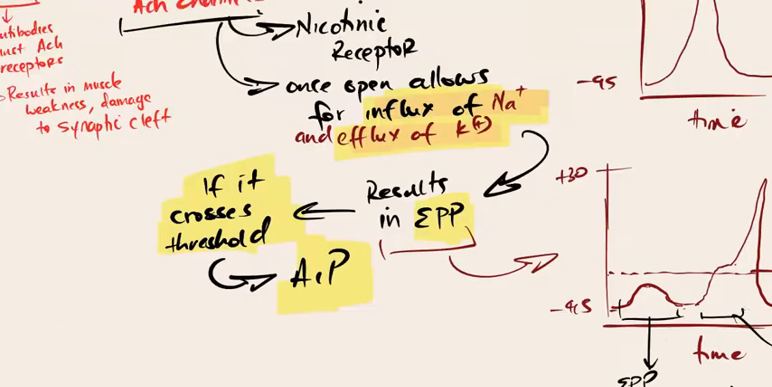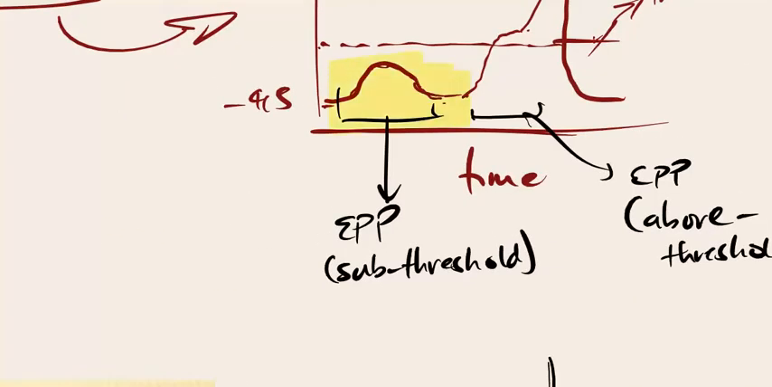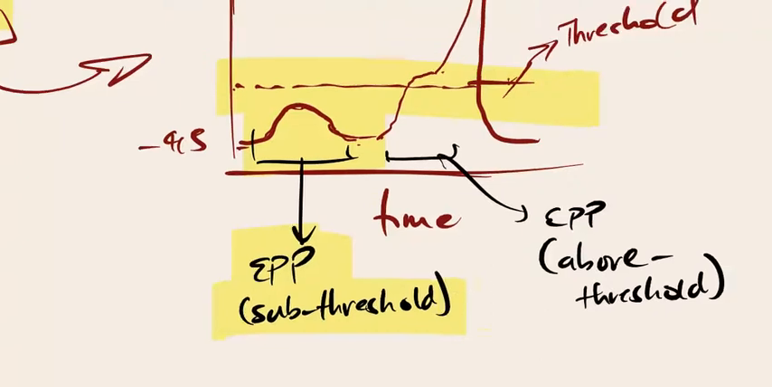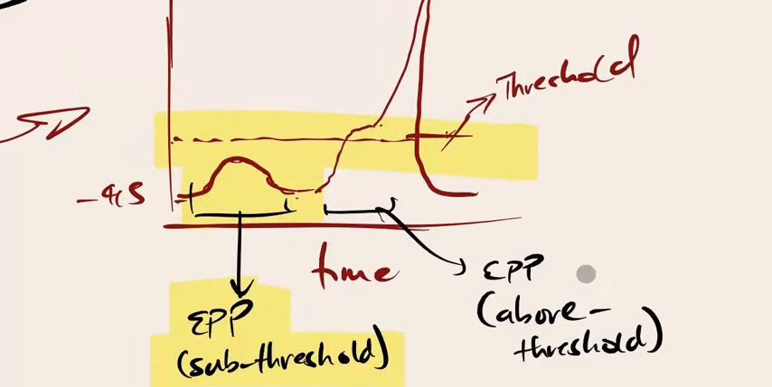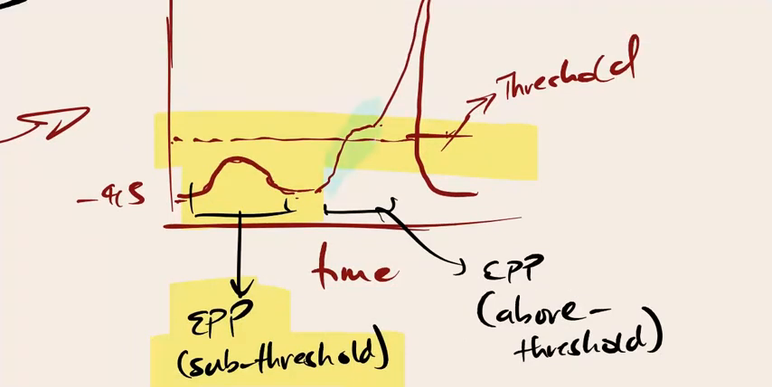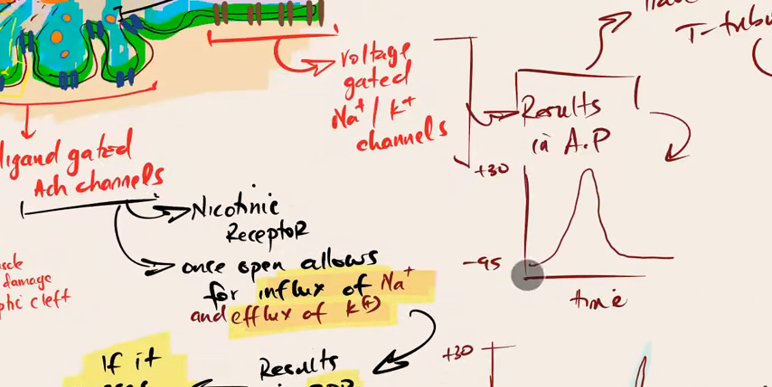But if it doesn't cross the threshold, then you won't elicit an action potential. So right here, this is an end plate potential that is sub-threshold. It didn't actually cross the threshold, so you don't elicit an action potential. But if that end plate potential crosses the threshold potential, then you would actually elicit an action potential, and that action potential is going to be propagated, right?